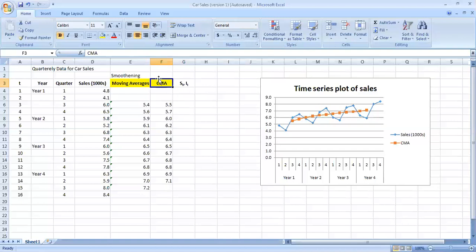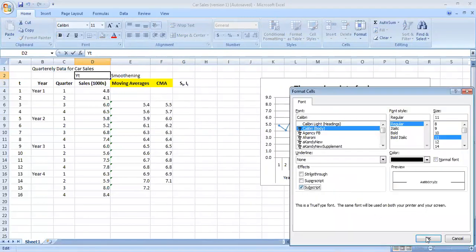The reason is, as I told you, in the centered moving average we have smoothened the data. That means we have taken out the seasonal component and irregularity component, and we have only the trend component here now. So when you divide the sales values by the centered moving average values, you are getting the value for ST and IT. Here I name the sales value as YT because the notation for sales is Y. So I subscript the T.